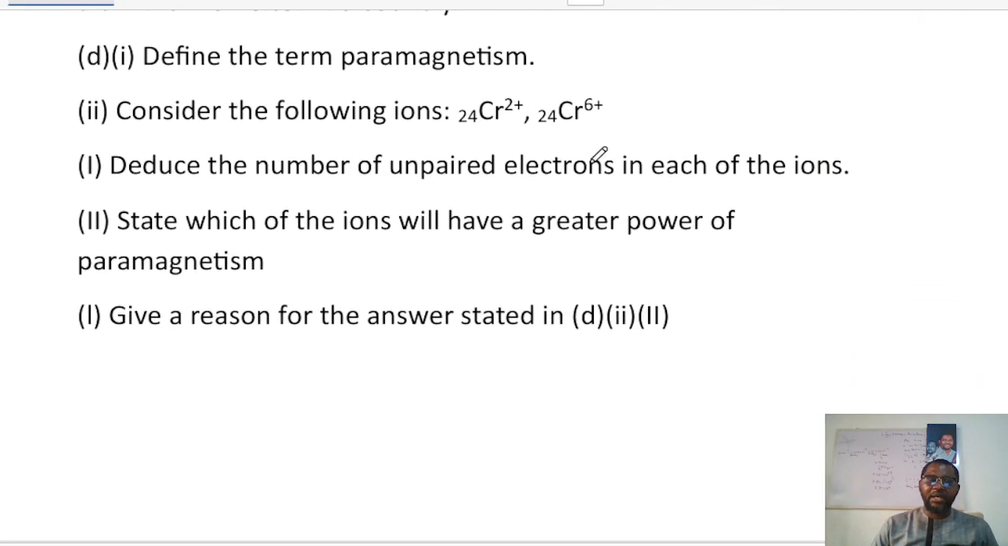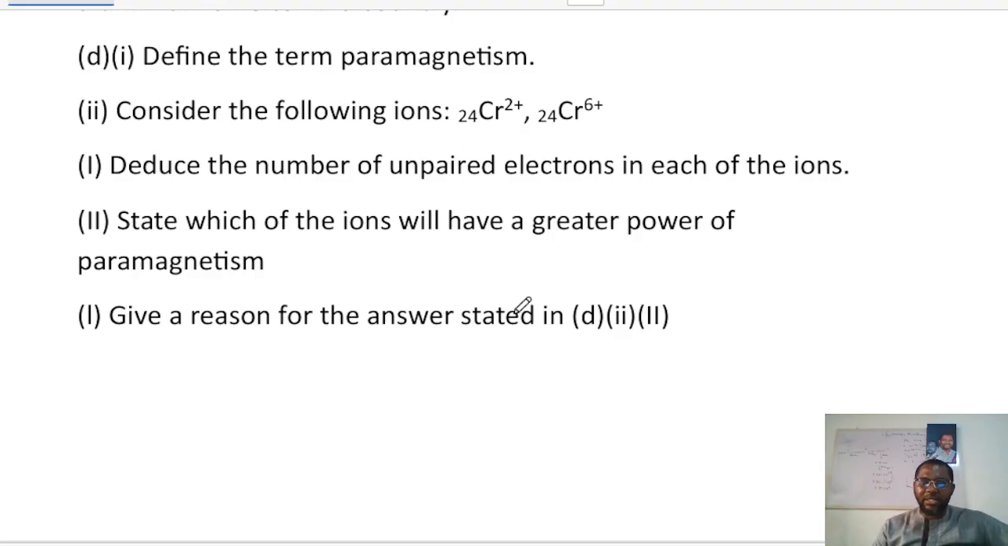Now the next question says define the term paramagnetism. Paramagnetism is simply the ability of a substance to be influenced by a magnet, or to be attracted by a magnet. In chemistry, the metals that are paramagnetic are usually transition metals. That's one of the properties of transition metals. Now the other one says consider the following ions. Deduce the number of unpaired electrons in each ion.